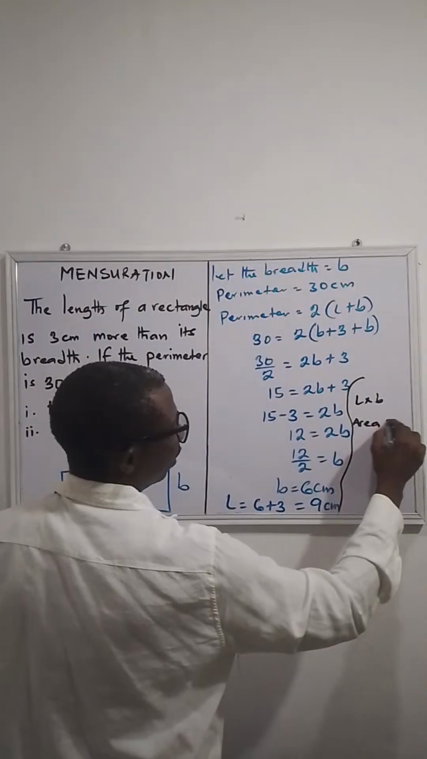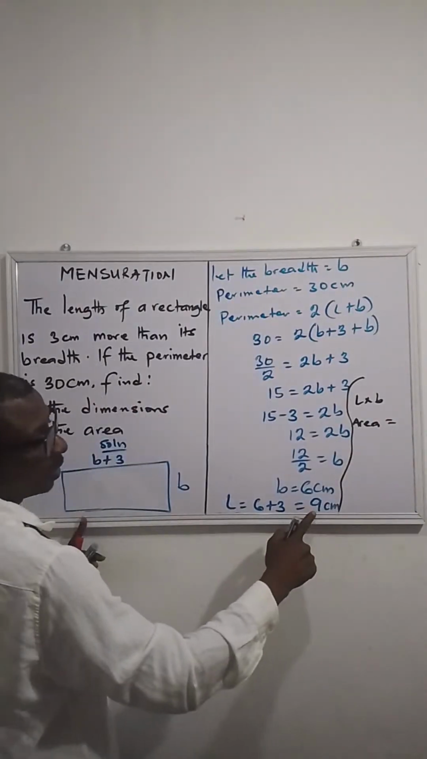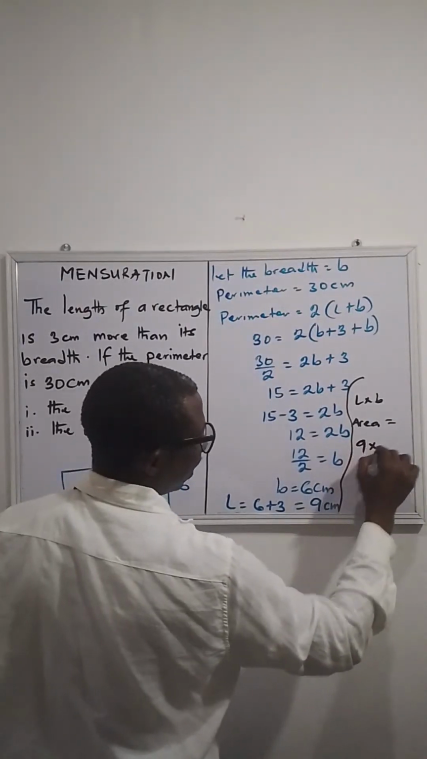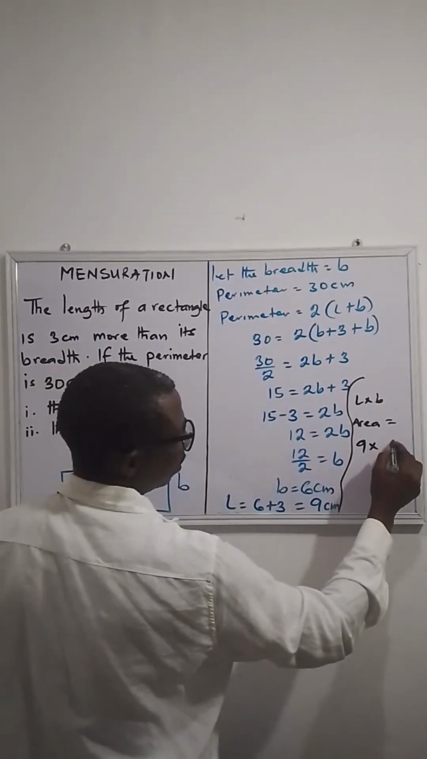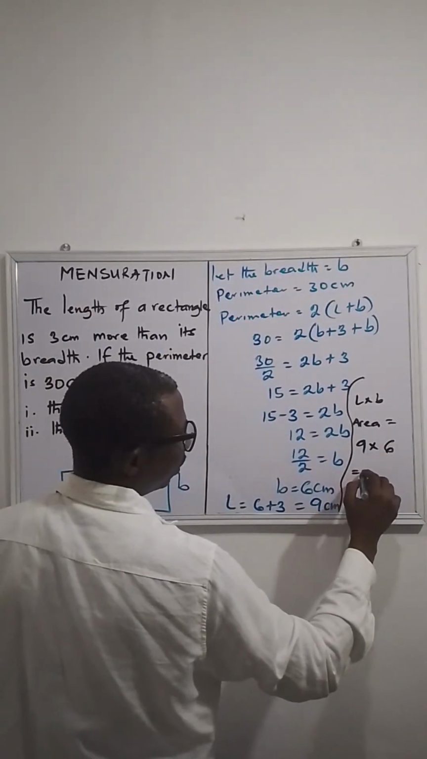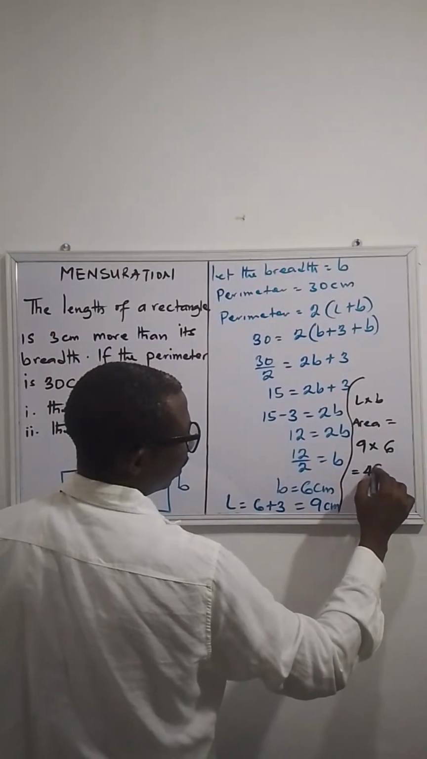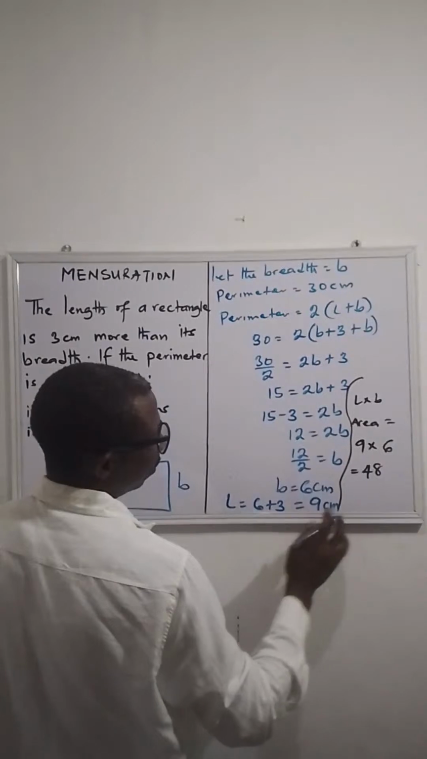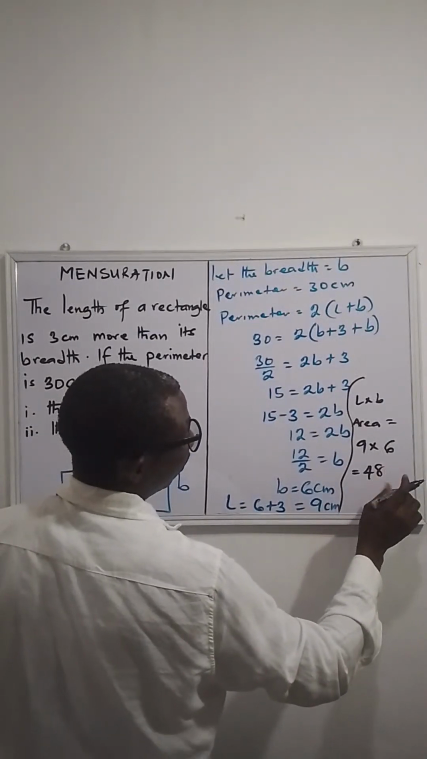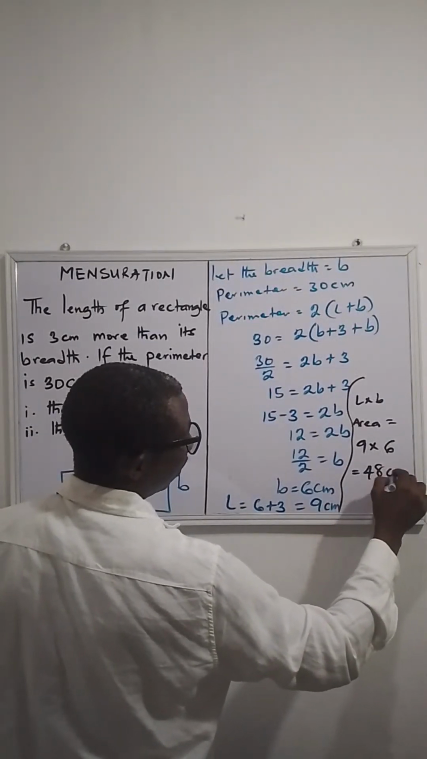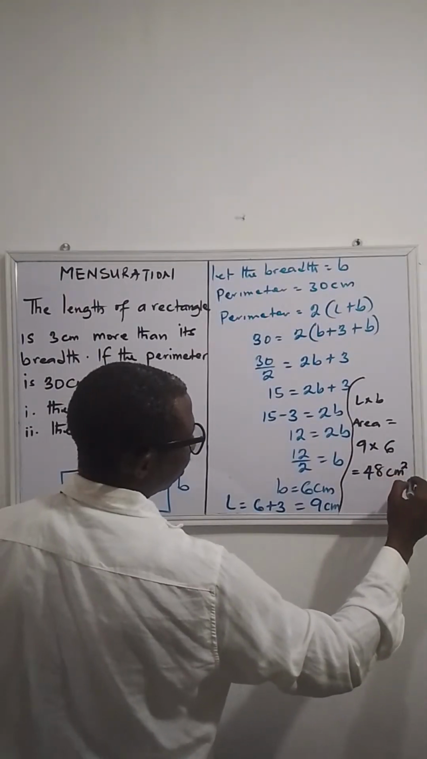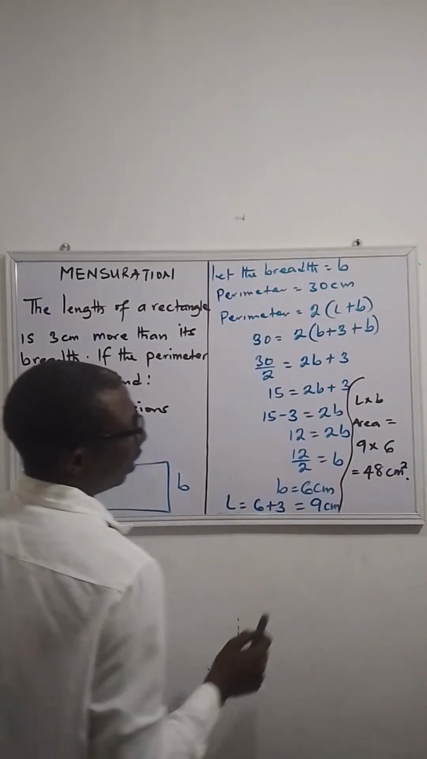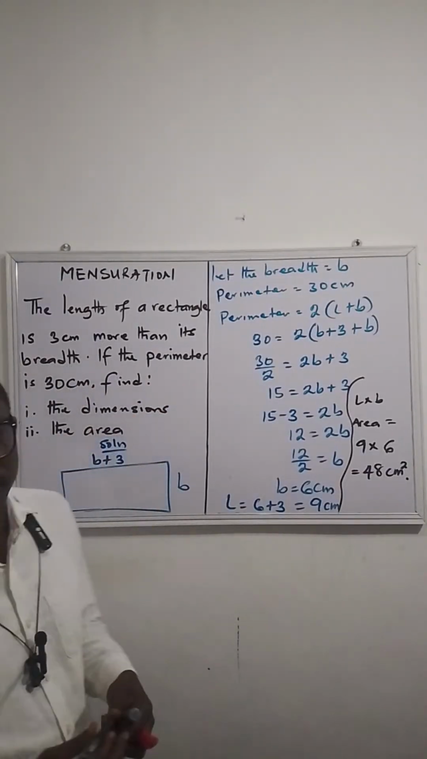So area equals the length, which is 9, times the breadth, which is 6. And what is going to be the answer? That is 48. Okay, so that would give you 48 centimeters square. So that is what we're going to have.